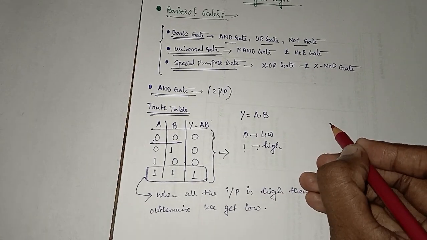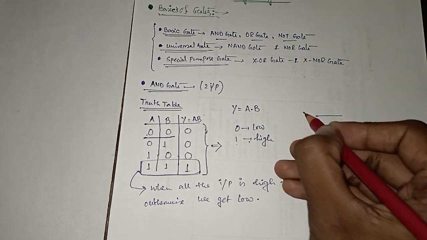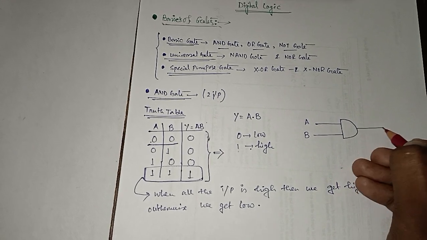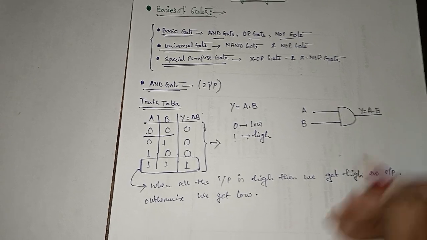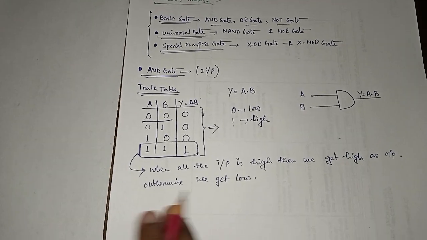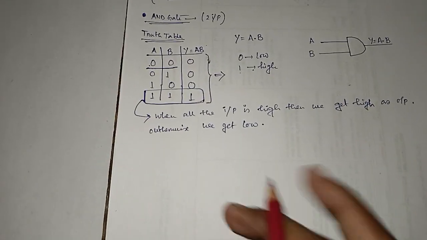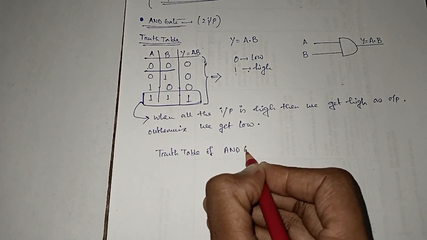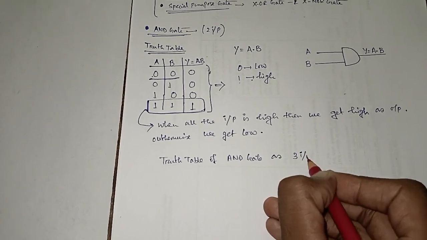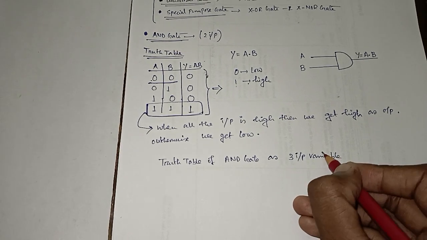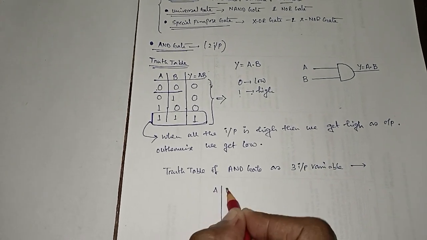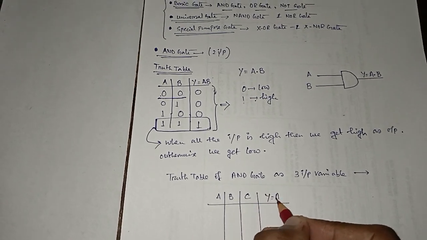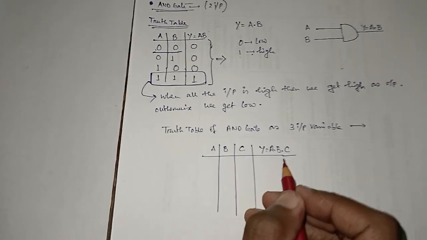The basic logic diagram of the AND gate has A as one input and B as the other of the two inputs, and Y as the functional output, A and B. The same applies to three inputs. If we draw the truth table of the AND gate with three input variables, we get A, B and C as the basic inputs, and Y as A dot B dot C is the output.